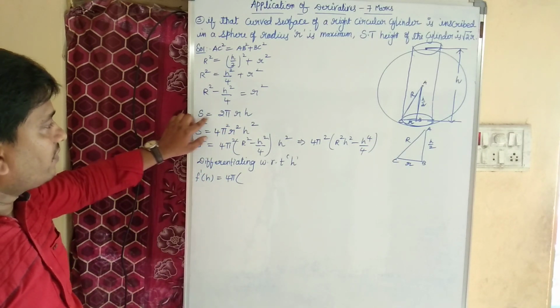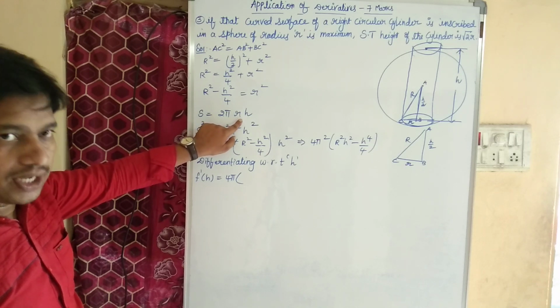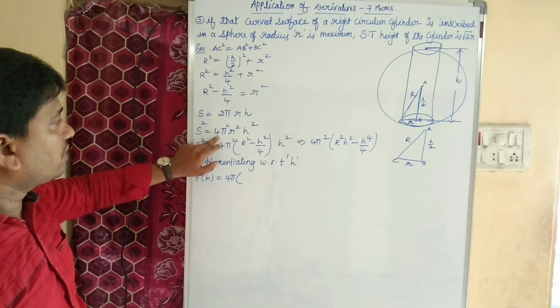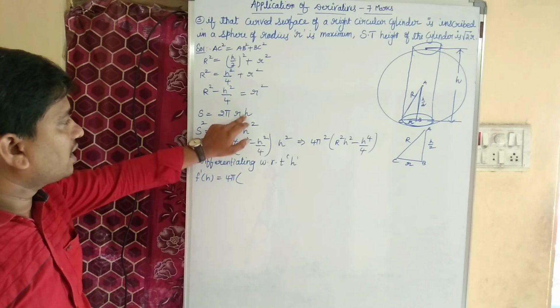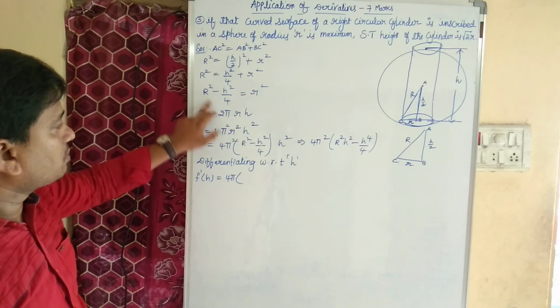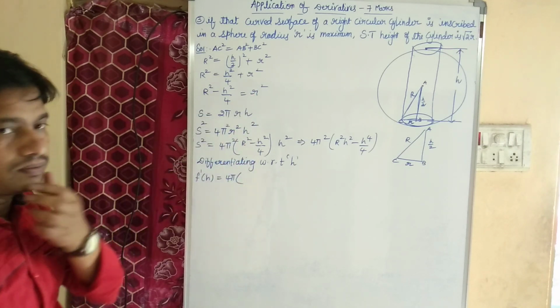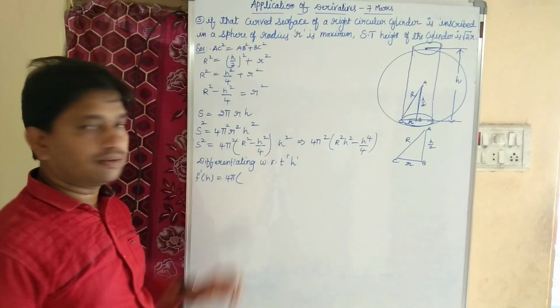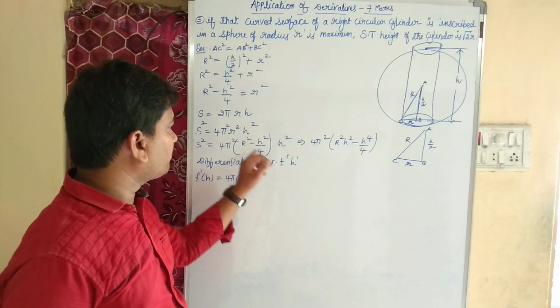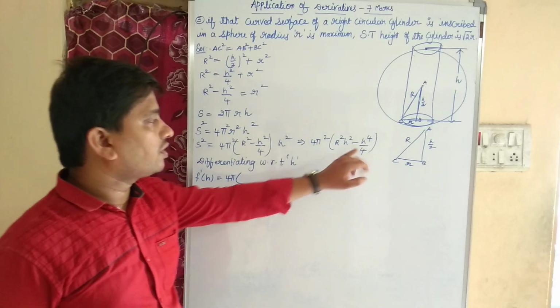We know that the surface area of a right circular cylinder is 2 pi RH. Then squaring on both sides, S square is 4 pi square r square h square. 4 pi square as it is. In place of r square we substituted capital R square minus h square by 4, into h square, right? 4 pi square r square into h square, r square h square minus h square into h square, h to the power of 4 by 4.